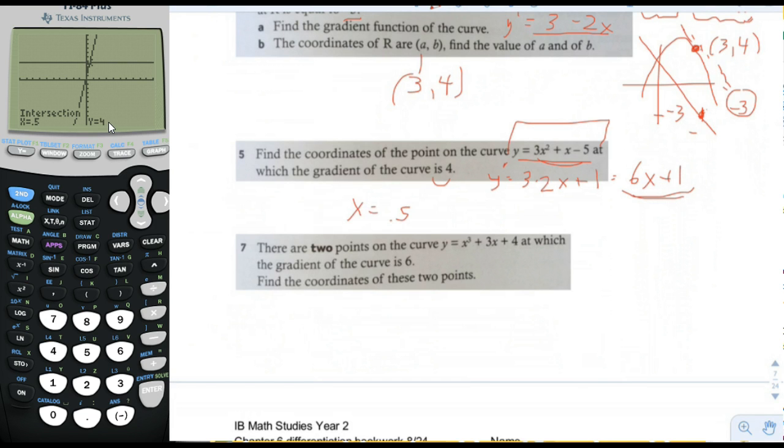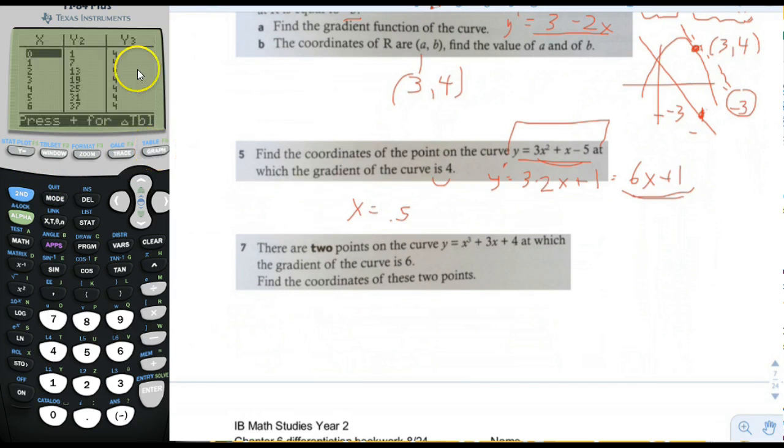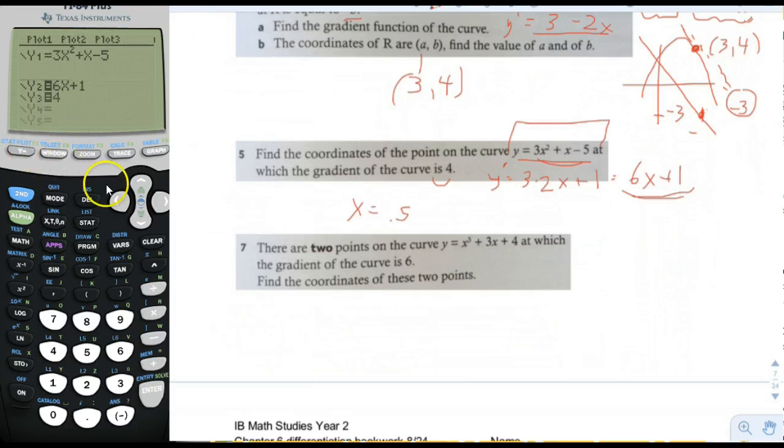Okay, and now how could I have done that with table? Well, I could have done it with table by saying, okay, I'm sorry, just ignore this because this is the y equals 4 function. Okay, so just so it doesn't distract you, I'm going to turn it off. I'm going to turn off y equals 4 so that it doesn't appear in the table. Okay, so I'm looking at the gradient function, and I'm saying, when does the gradient function equal 4? I can't see it here because there's not enough finer increments of x.